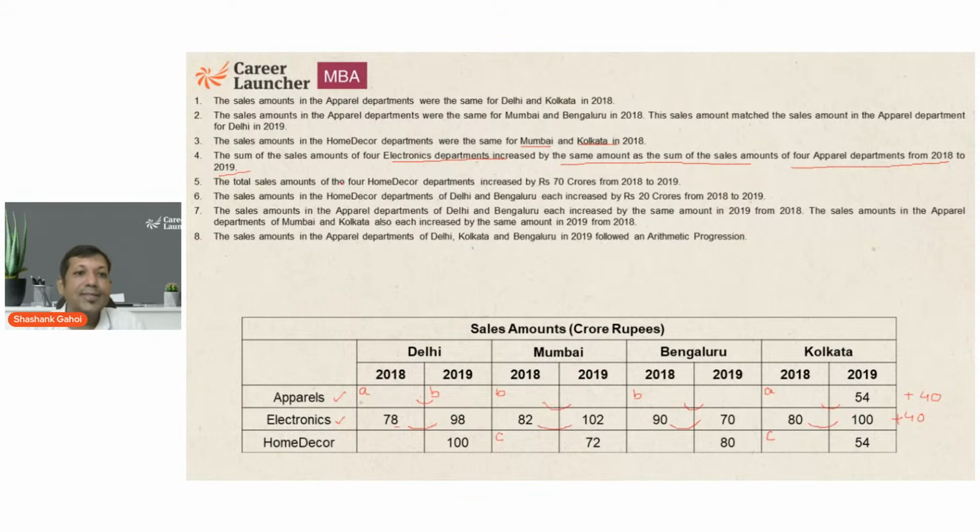Okay. The sales amount of the 4 home decor departments increased by 70 crores in 2018 to 19.